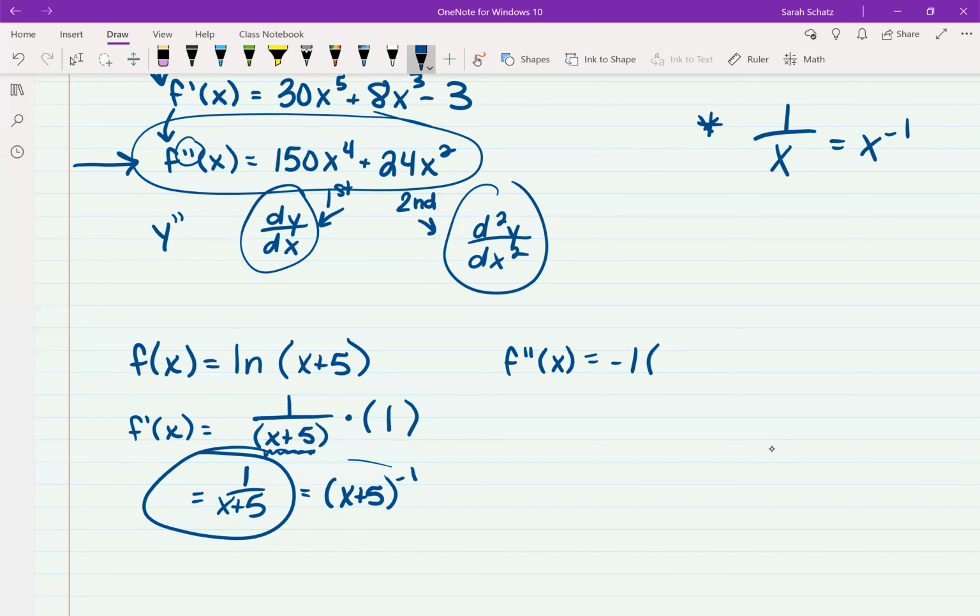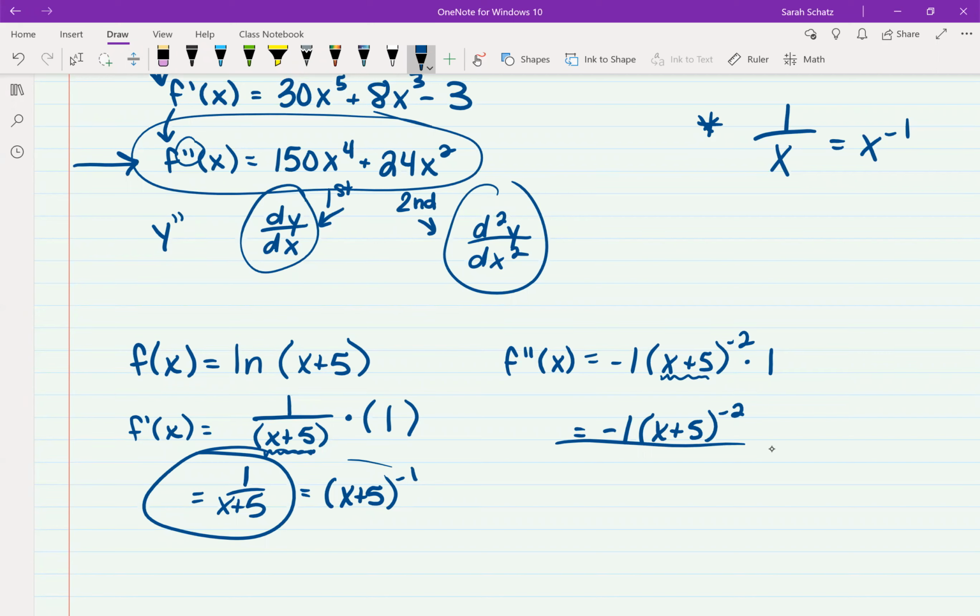Negative 1 comes in the front, then you have x plus 5 to the negative 2. Yes, again, try the chain rule, but the derivative of this is just 1, so it doesn't really change much. So I get negative 1 times x plus 5 to the negative 2. Here's my second derivative.